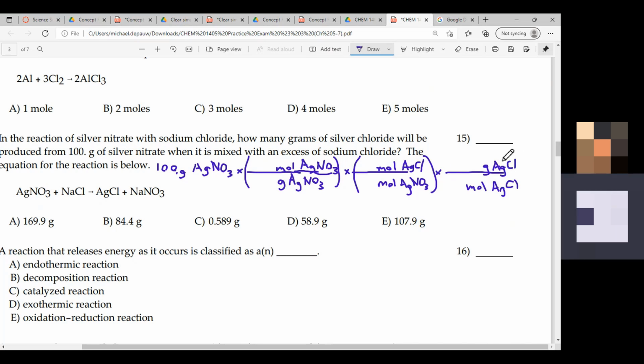Now here's the thing. Have to make sure all your molar masses are calculated correctly, otherwise you're not going to get the right answer here. So AgNO3, silver is, I think, 107.87. Am I right? Or am I not right? I might be wrong. Okay. And then nitrogen is going to be 14.01. And then oxygen is 16, but there are 3 of them, so I'm going to have to multiply that by 3.